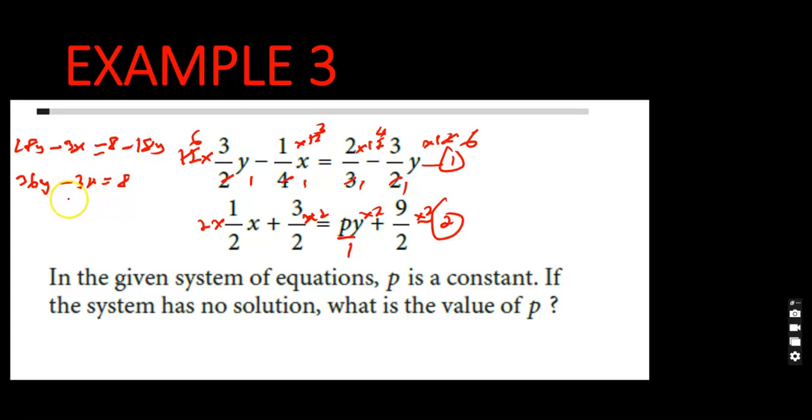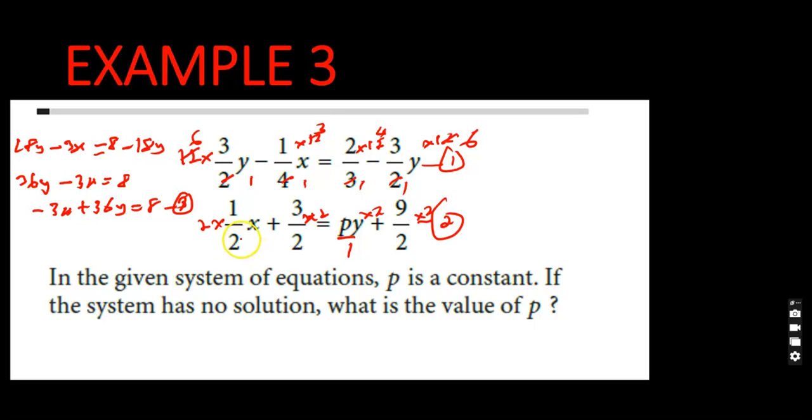If you rearrange it in the form of ax plus by equals to c, I'm writing x first, it will be like minus 3x plus 36y equals to 8. Let me call this one equation 3. So let's do the same thing for equation 2.